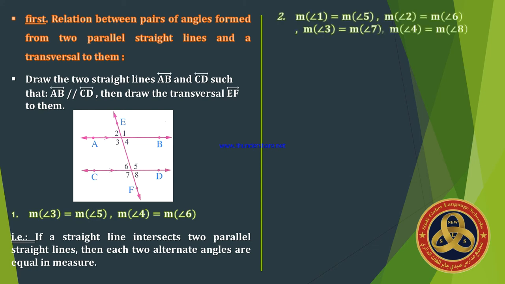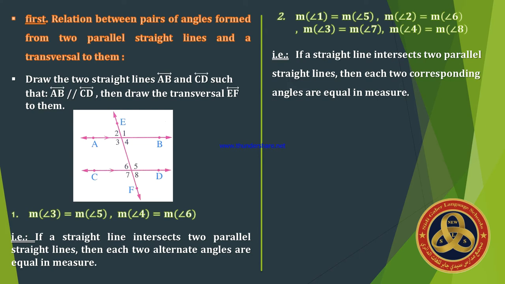The second relation is the corresponding angles. Here, angle 1 and angle 5, angle 2 and angle 6, angle 3 with angle 7, and finally angle 4 with angle 8. They are corresponding angles, which means if a straight line intersects two parallel straight lines, then each two corresponding angles are equal in measure.